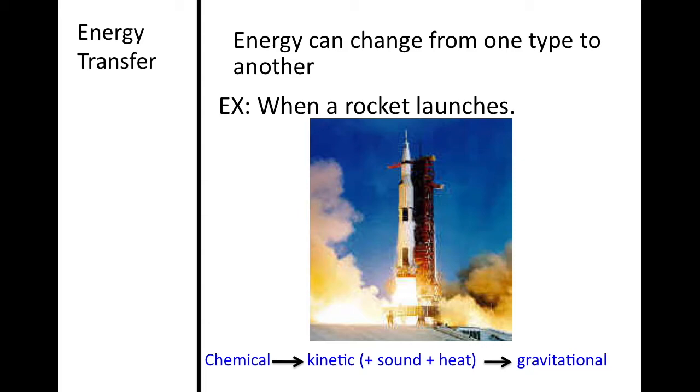When we're talking about energy transfer, we said that it can change from one form into another. For example, when a rocket is launched, we start off with chemical energy in the form of fossil fuels, and then it is turned into kinetic energy, which comes out as sound and as heat, or thermal energy. And then from there, it also turns into gravitational energy. So there is a change from one energy into another. There is no loss of energy, everything is accounted for, it just changes into another form.